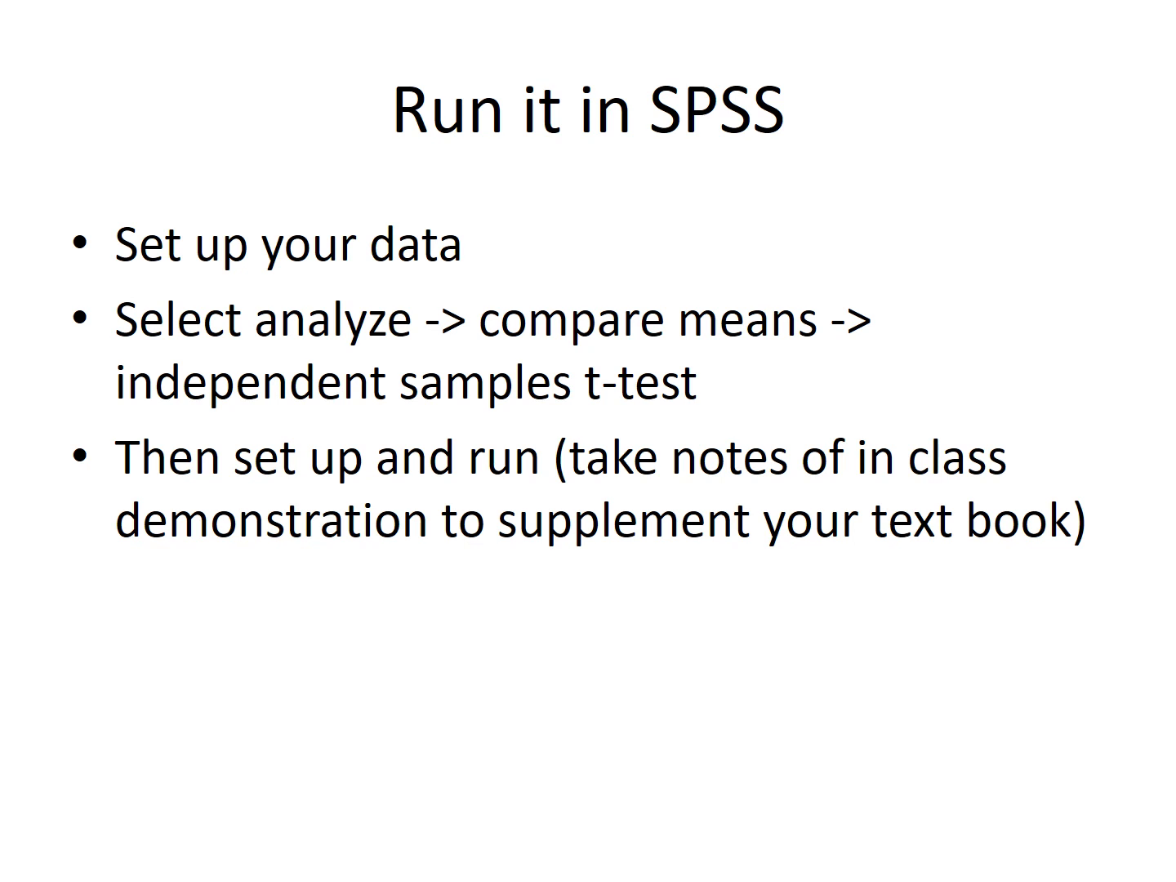Once the data are set up, you'll click on Analyze. That's on the top of any sheet when you're in SPSS. So you can be in Data View, Variable View, or even in the Output window. And you'll click on Analyze, then scroll down the drop-down menu to Compare Means, and then select Independent Samples t-test. Then set up and run the test.